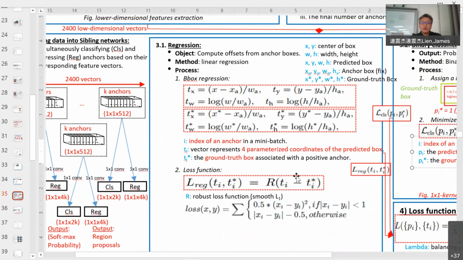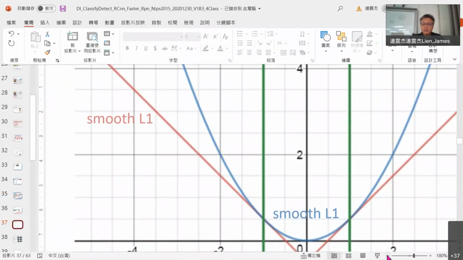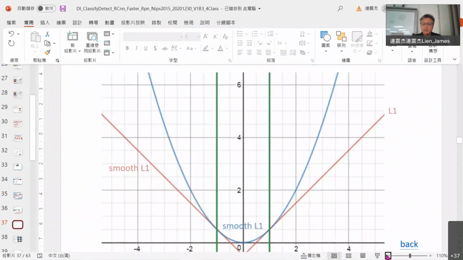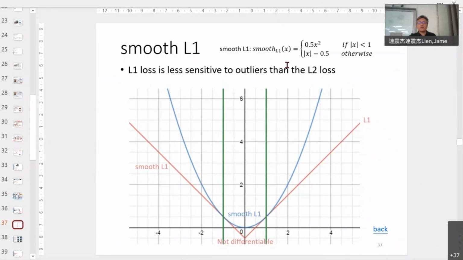Okay, we talk about this one first. So what's the loss function for regression? Is this function? And what is this function? This function is 大概讲一下 is this one, page 37. And this is also important. Many people use this one. So this one we call the smooth L1 function for regression. Okay, so if let's mean this one.